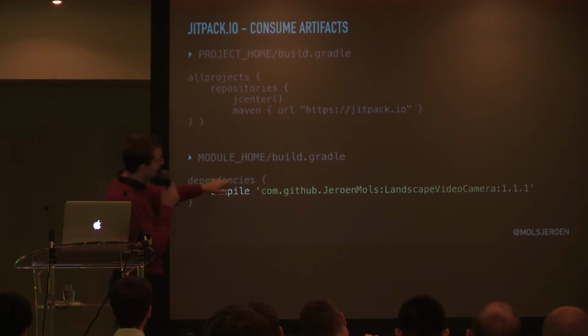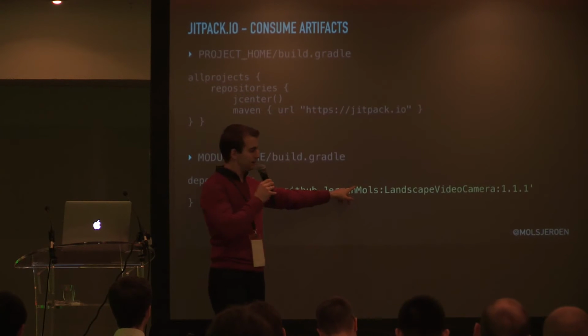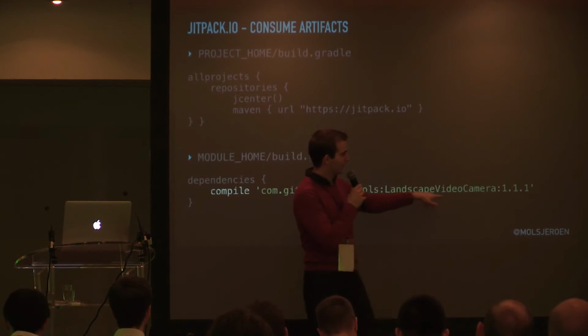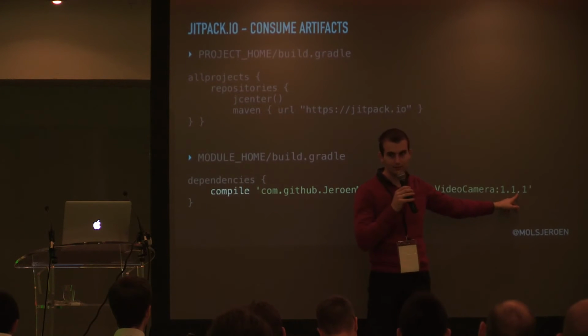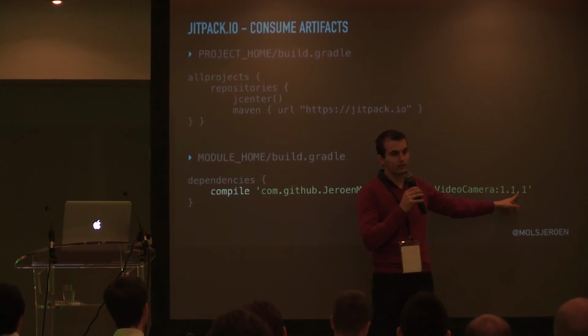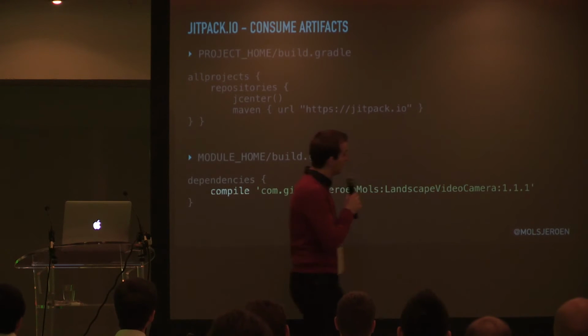And then you can just reference any library on GitHub by using com.github and then the developer name. Then you specify the repository name, and then the version. That's all. And this version is actually simply the Git tag you're referring to. So all you have to do as a developer is just tag your builds with a release tag, and then Jetpack will just start building them for you.